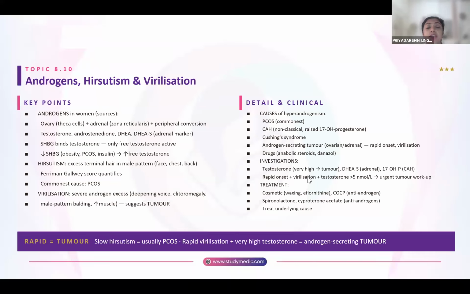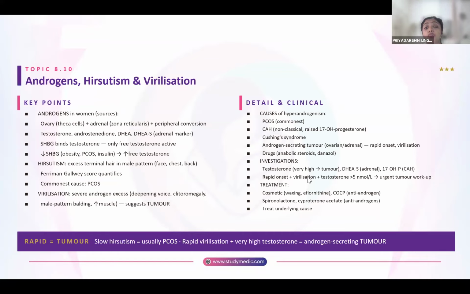So, what are the conditions that can cause reduction in the sex hormone binding globulin? It is most commonly seen in women with polycystic ovarian syndrome. It is seen in women who have obesity. It is seen in women who have insulin resistance. So, in all these conditions, you have to remember testosterone rises. Why? Because the sex hormone binding globulin reduces in them.